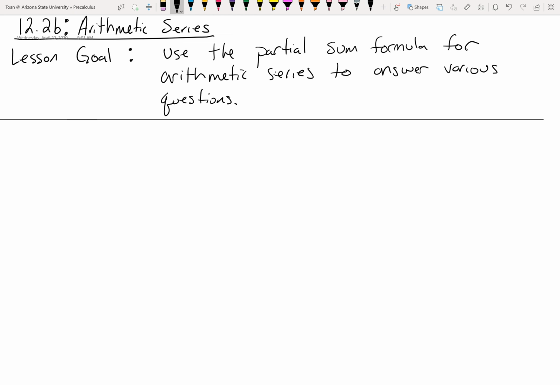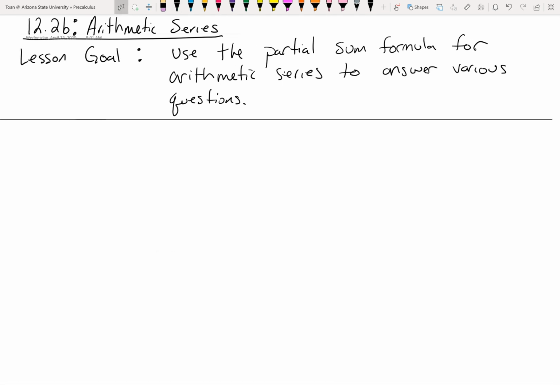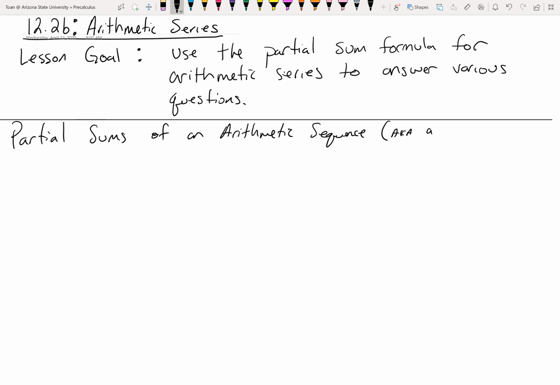So the second half of 12.2 is about arithmetic series, basically the sums that we talked about. We're going to be talking about the partial sums of an arithmetic sequence. So partial sums of a sequence. Now, of course, when you say a partial sum of a sequence, that's basically calling it a series, aka an arithmetic series. Squeeze that in there.